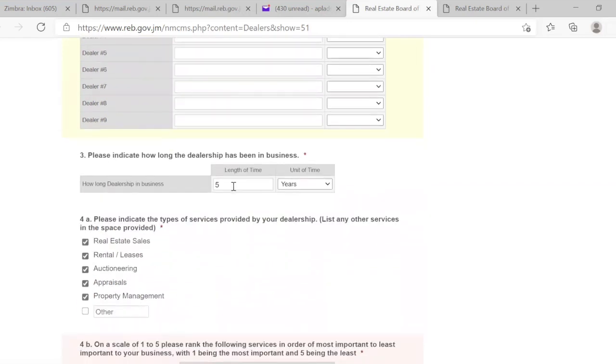So if it is 5 years, you select, you put in a 5, and here it gives you the option to select whether it be month or days or years, right? So that's what it is.